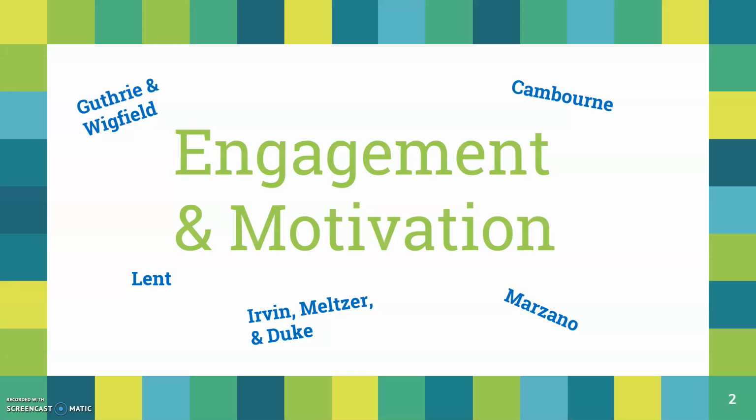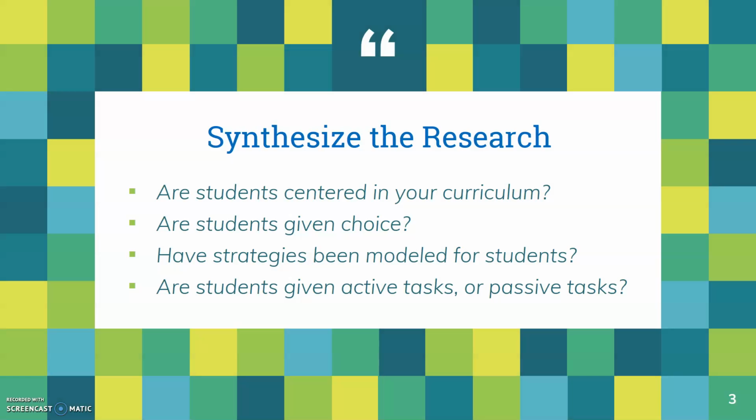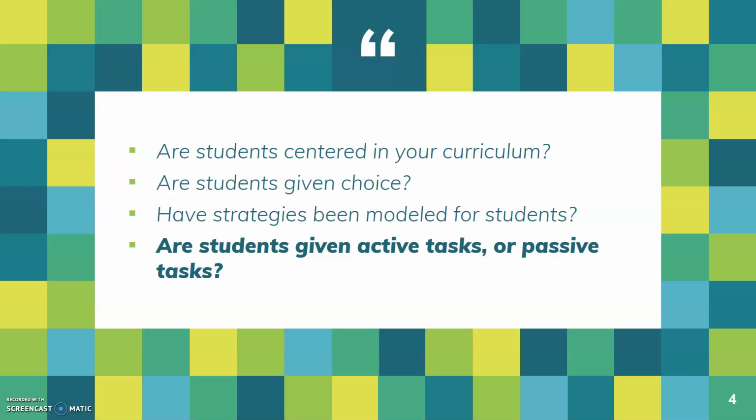We've been discussing engagement and motivation and synthesizing the research to come up with 4 central themes. I'm going to talk about active learning this week. The research shows that students who are active participants within the classroom are more likely to be engaged, motivated, and have positive academic results. So what is active learning?